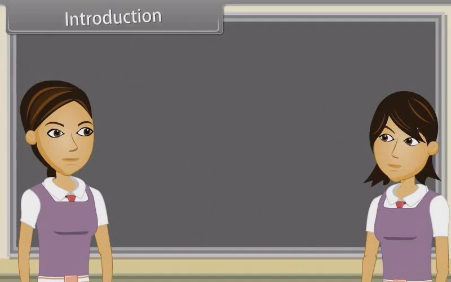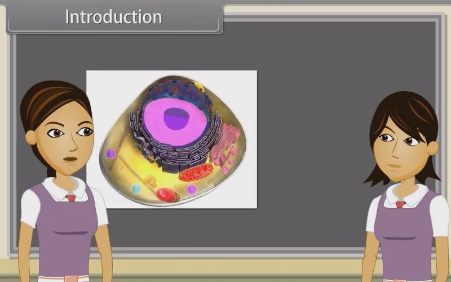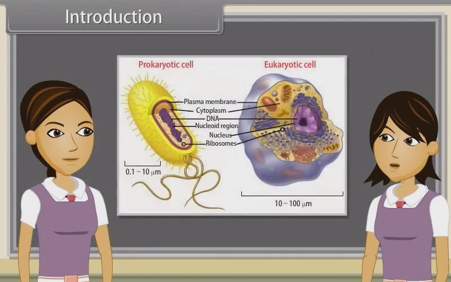Introduction. Ankita, we have discussed cell theory, structure and functional regions of cell already. Yes, and now we'll discuss that there are two types of cells, plant cells and animal cells. Okay, we'll also observe structure of plant and animal cells and also discuss difference between plant and animal cells, that is prokaryotic and eukaryotic cells.